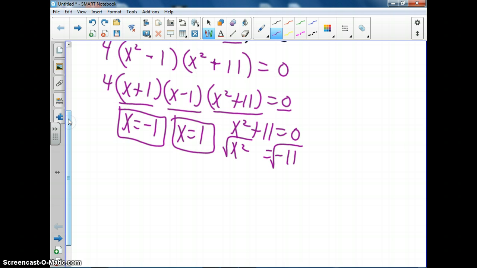Let me move the screen up. So we're going to get x equals an imaginary square root of 11, and now it's quadratic, so it's going to be plus or minus, because it's quadratic. And there are the other two answers, right? So there's 1, 2, 3, 4 answers, right?